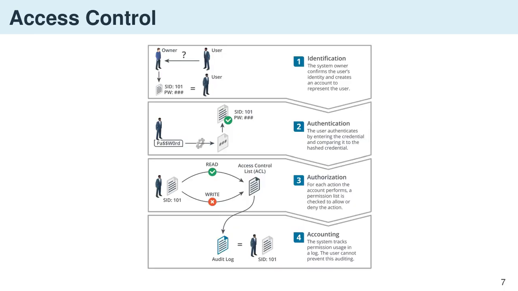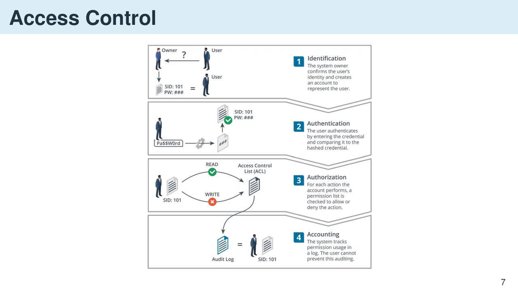Access control. Access control is a foundational part of cybersecurity. It determines who is allowed to access what, under which conditions, and with what level of privilege. There are 3 main components to understand. Identification. The user claims an identity, usually with a username or user ID.